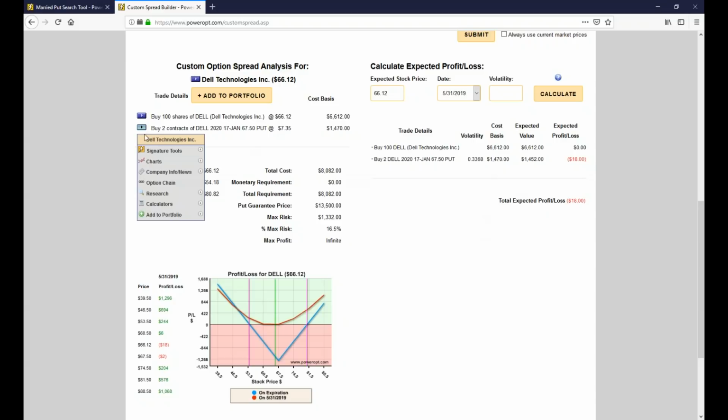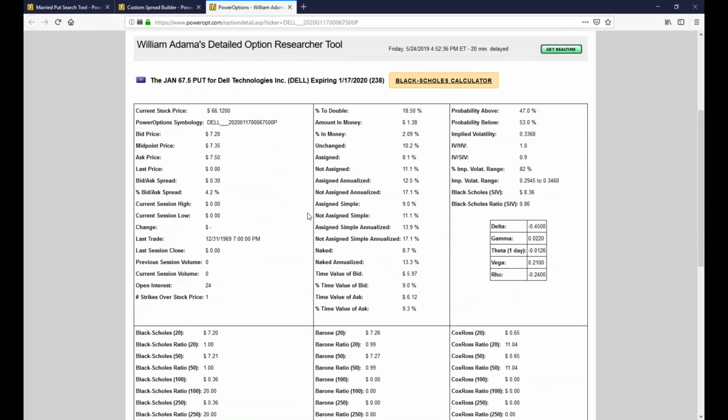How do we gauge that? Like we saw earlier, I'm going to go to research. I'm going to go to option research. This will be for the put now. What am I looking at? I'm looking at this, the percent implied volatility range. You say, oh, the January option shouldn't be too affected because it's so far out in time. But earnings are coming up, and look at this number. The current IV is at 0.3368. Over the lifetime of this put, the volatility has gone between 0.2945 to 0.3460. We're in the upper 82 percentile of the implied volatility range for this particular option.